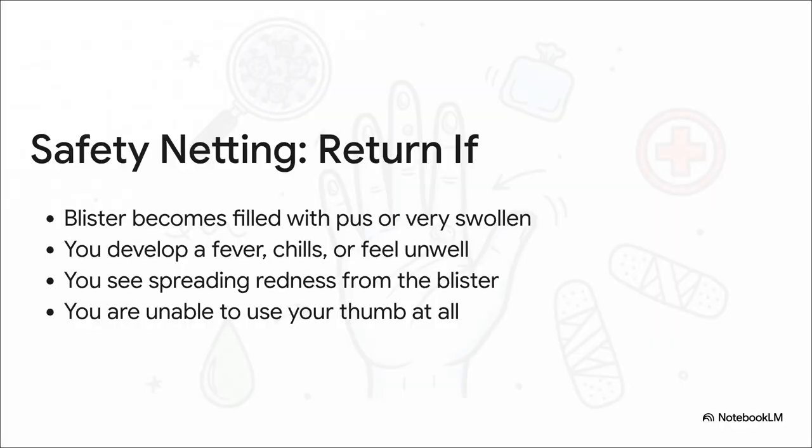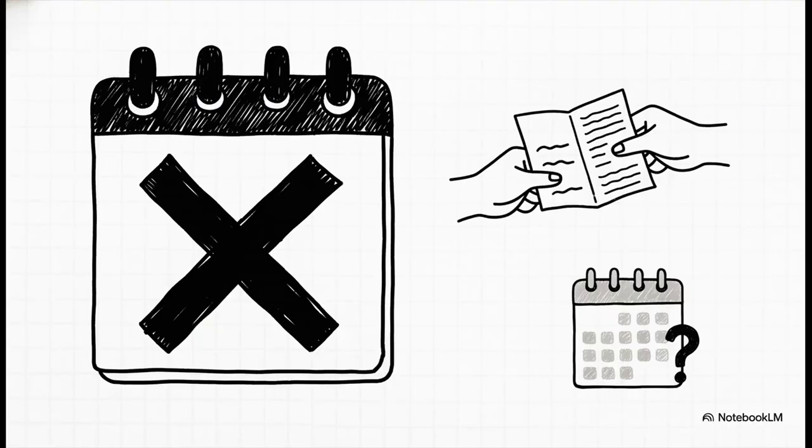Your safety netting advice needs to be specific, no vague instructions. Give them a clear list of red flags for a secondary bacterial infection. Tell them if they see pus, spreading redness, or start to feel sick, they need to come back immediately. To wrap things up, just clarify the follow-up plan. For a straightforward case like this, no routine appointment is necessary. And offering an information leaflet is always good practice to help reinforce everything you've said.